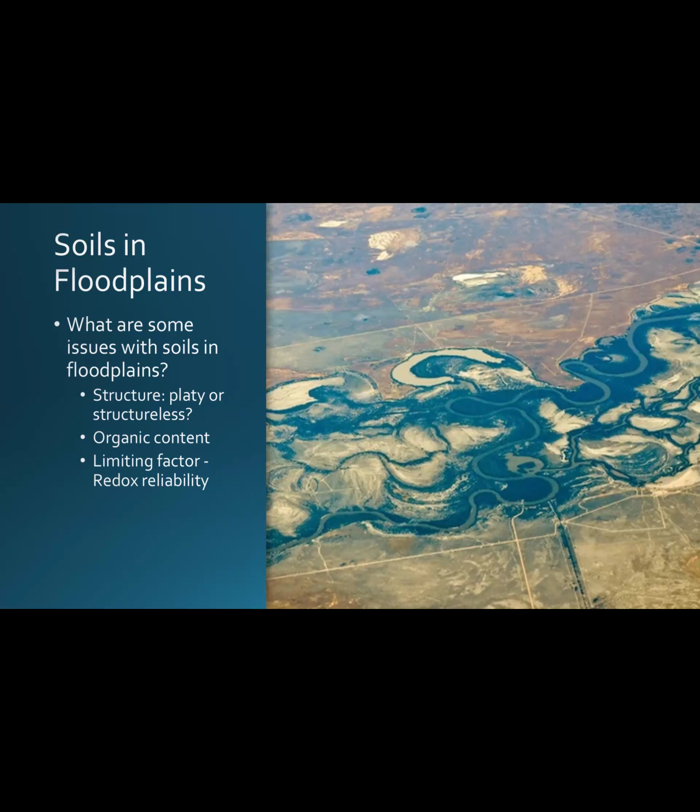But then we also have to evaluate the sites themselves and determine what we're going to do out there. So what are some of the issues that we have with soils and floodplains? We could possibly have some structure issues, where it's platy or structureless based on the nature of the alluvial soils. We could have high organic contents, which make it difficult to see what's going on because of the organic sediments being deposited. And our limiting factor: how reliable is looking at redox in a floodplain?